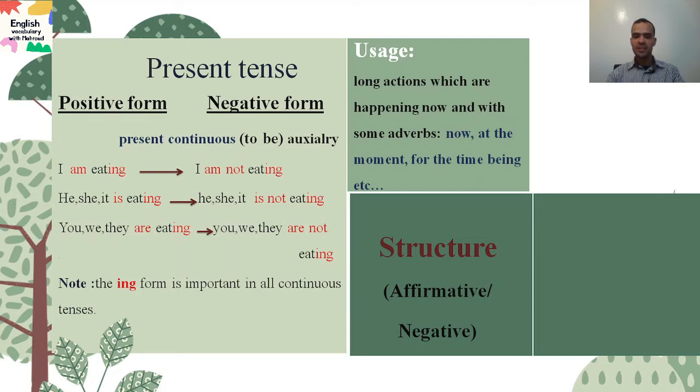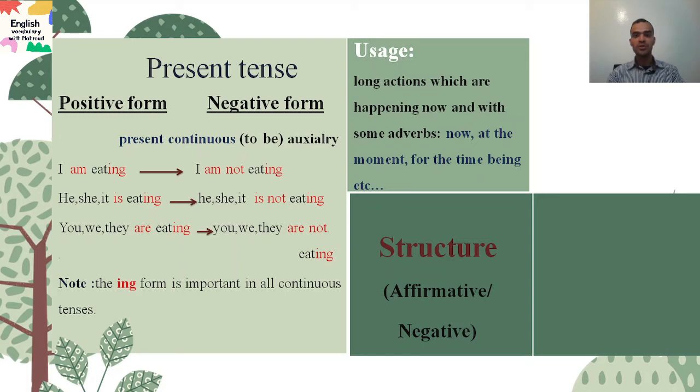We use the present continuous with long actions which are happening now. Long actions are verbs that are very active. It shows that something is long at that moment in the present. And with some adverbs. As I told you, adverbs help us to choose the right tense, as shown here: adverbs like now, at the moment, for the time being, etc. All these adverbs help us to choose the right tense in English.